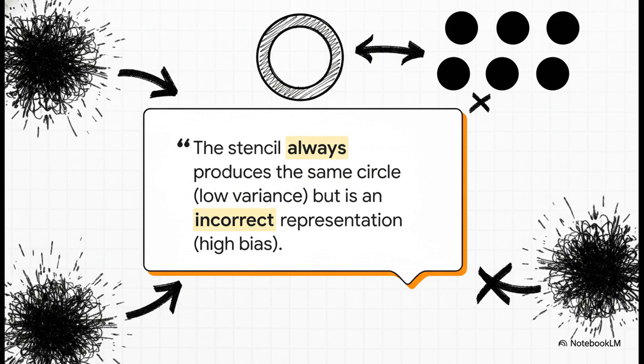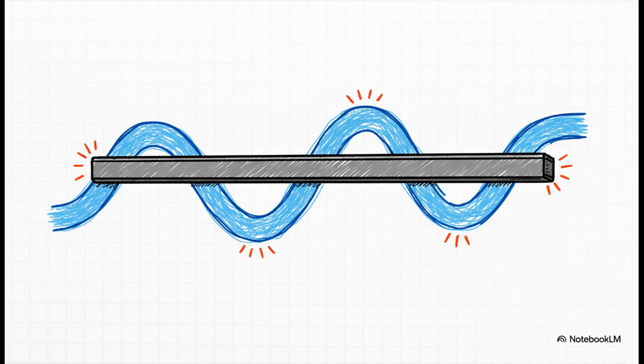That's your low variance. It's consistent as heck. But it will always be a terrible, awful representation of the actual ink splash. And that right there is your high bias. It's consistently, stubbornly wrong. The official name for this whole problem, it's called model rigidity. It's a great term, actually. It just means the model is too stiff, too inflexible to bend and adapt to the true shape of the data it's supposed to be learning from.